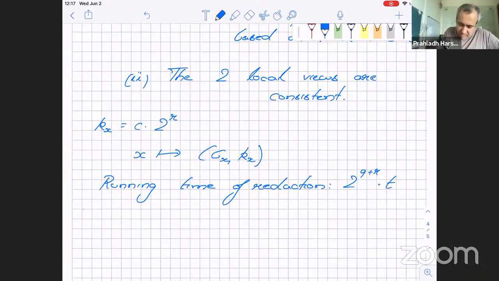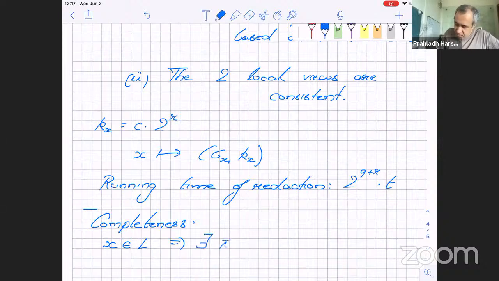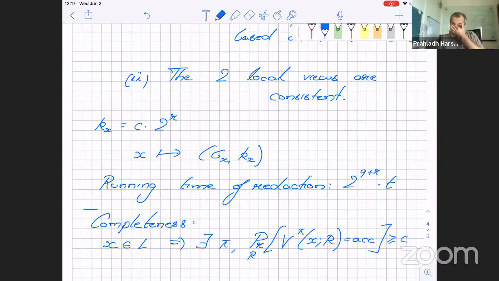Now, what do we need to show? We'll have to prove the completeness and soundness. So let's start with the easier thing, completeness. Suppose X is in the language. That means there exists a proof pi such that the probability over the random choices of V(pi, X, R) equals accept is greater than or equal to C.